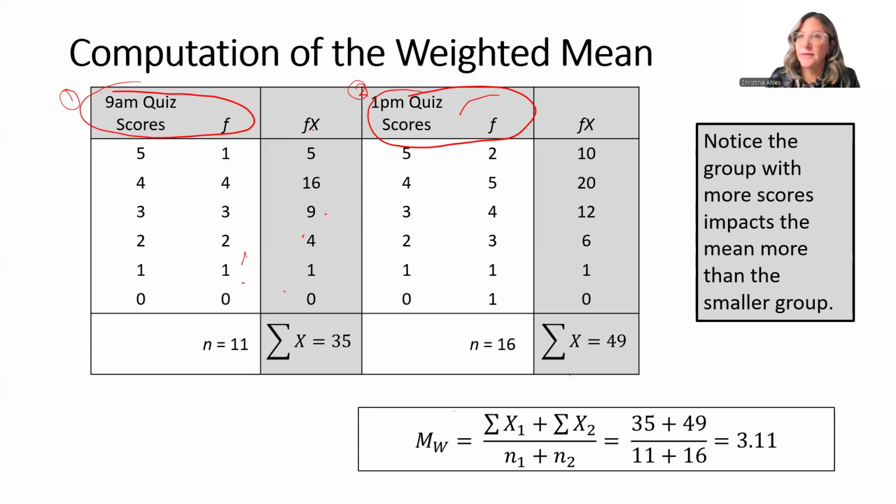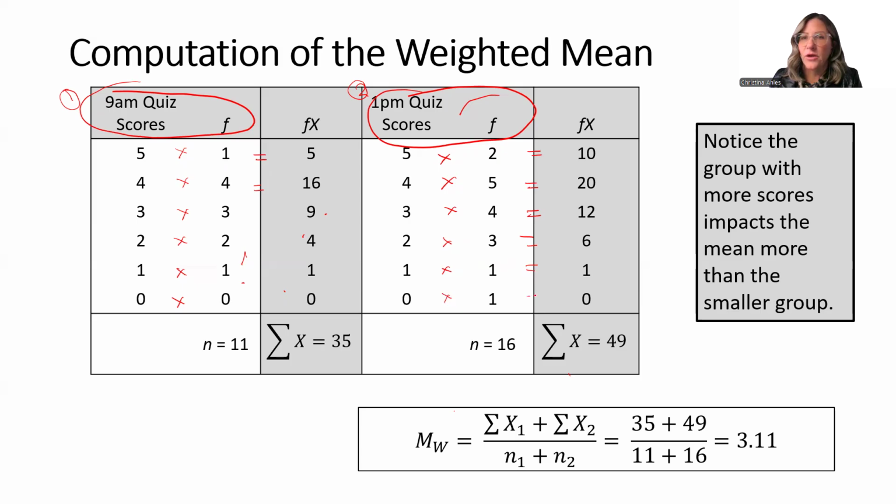I already calculated these f times x's for you. So 5 times 1 is 5, 4 times 4 is 16, 3 times 3 is 9, 2 times 2 is 4, 1 times 1 is 1, 0 times 0 is 0. For this one, the same thing. 5 times 2 for this second sample. 5 times 2 is 10. So think of little equal signs. 4 times 5 equals 20. 3 times 4 equals 12. It's the same over here. 5 times 1 equals 5. See how I'm working those? So you just go down and get those f times x's.